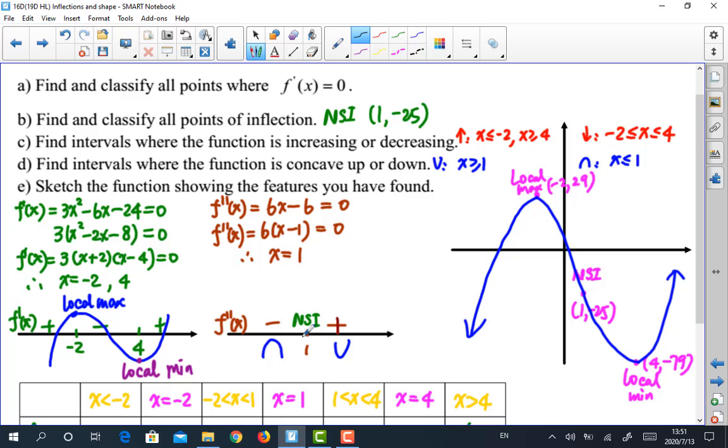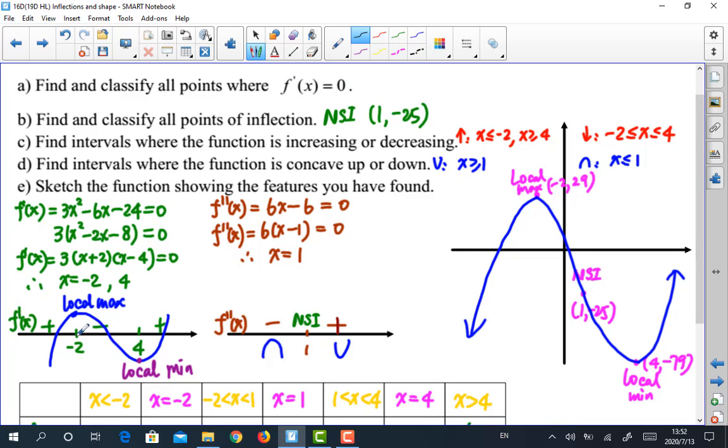Since x equals 1 makes the second derivative equal 0, but does not make the first derivative equal to 0, therefore x equals 1 is the non-stationary inflection. Most students can use the first derivative sign diagram and the second derivative sign diagram to answer A, B, C, D already. So let's find and classify all points where f prime x equals 0.